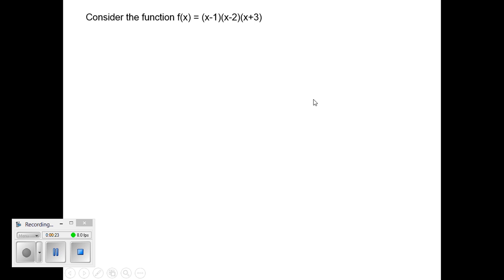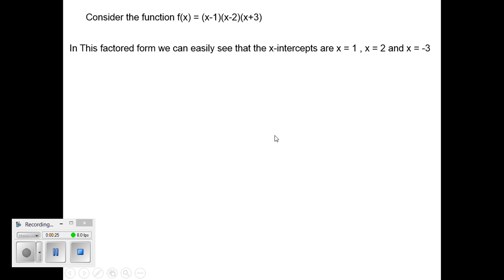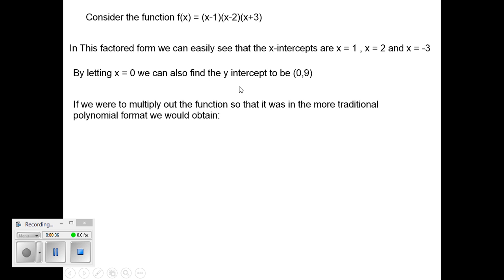This, of course, is a polynomial function in factored form, which offers you quite easily the x-intercepts at 1, 2, and -3. Now it also offers you the y-intercept because if x is equal to 0, this group just becomes -1. This becomes -2. -1 times -2 is 2, and then that times 3 is 6. So that should be 6, not 9, as the y-intercept, 6, right?